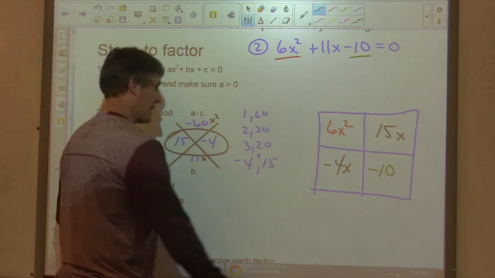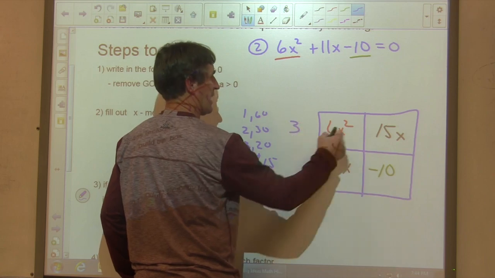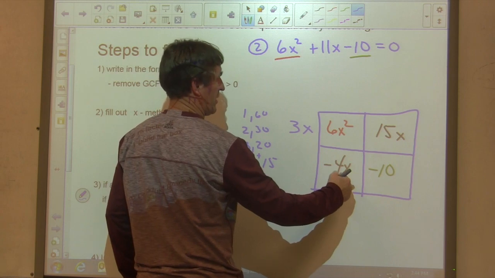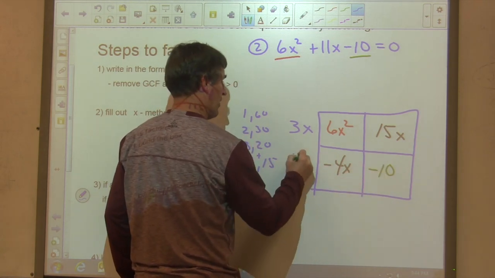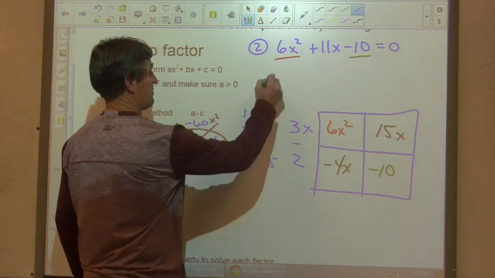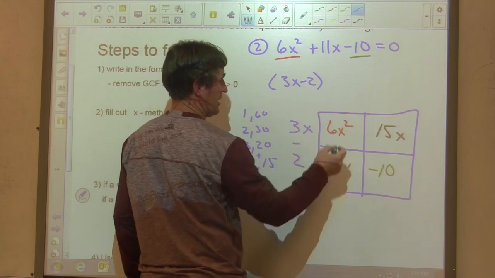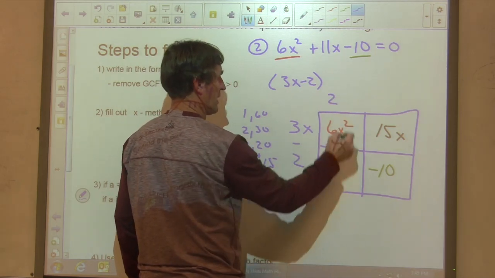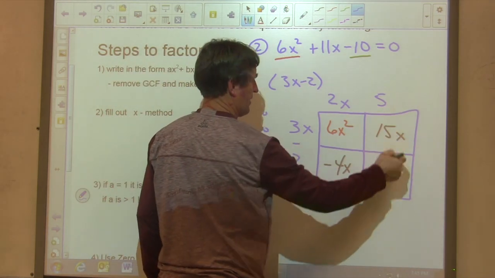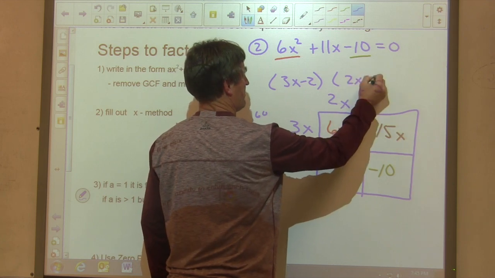So now I pull out the greatest common factor of 6 and 15, which would be 3. And then they both have an x, so I pull an x out. Here, 4 and 10, I can pull a 2 out. The first box is negative, so that's a 3x minus 2. And then going down, 6 and 4 would be 2. They both have an x, so I can pull an x out. 15 and 10 would be 5. The first box is positive, so I get 2x plus 5.